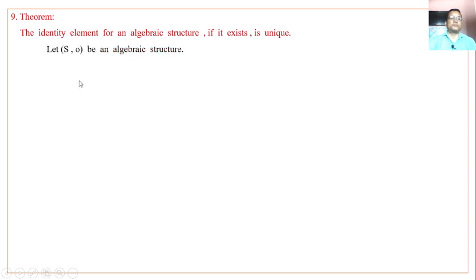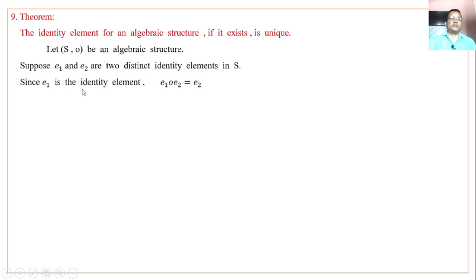Proof. Let S, O be an algebraic structure. Suppose E1 and E2 are two distinct identity elements in S. Since E1 is the identity element, E1 O E2 is equal to E2.